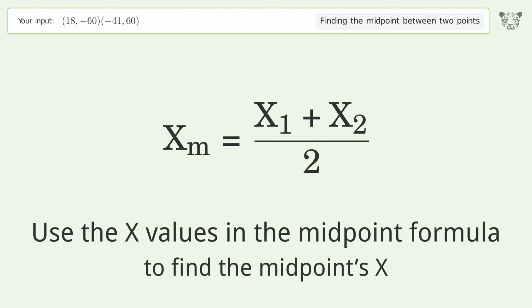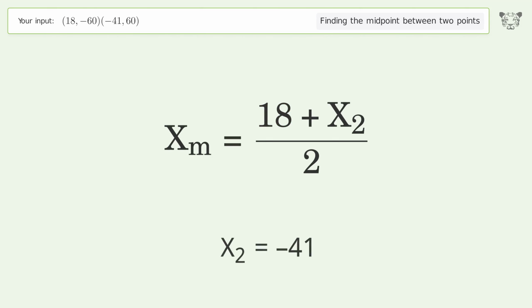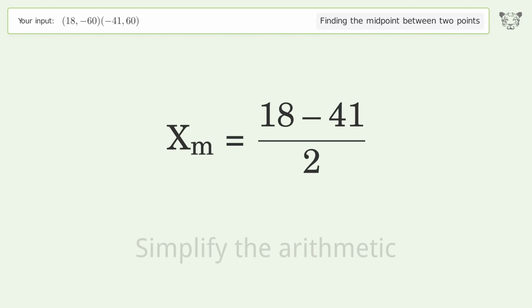Use the x values in the midpoint formula to find the midpoints x. x1 equals 18. x2 equals negative 41. Simplify the arithmetic.